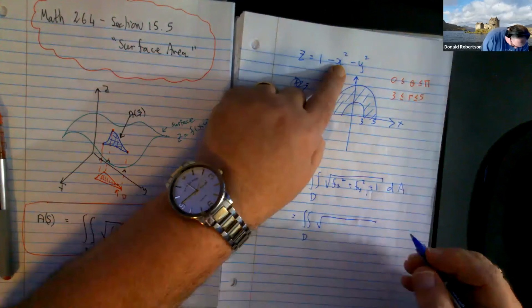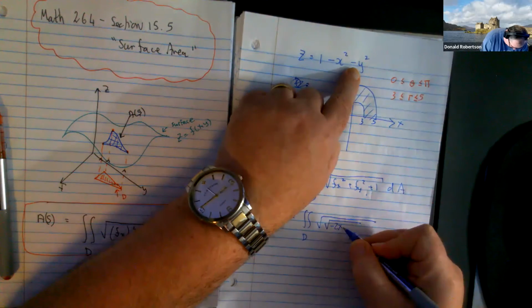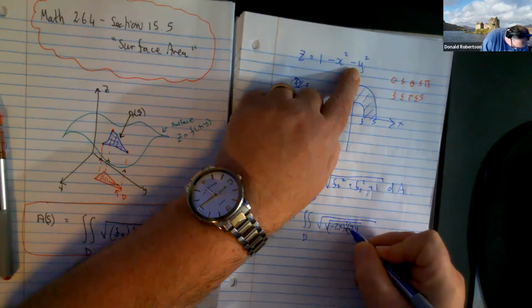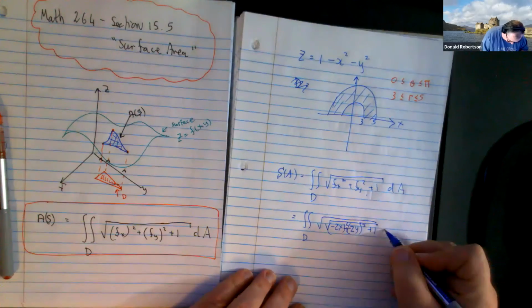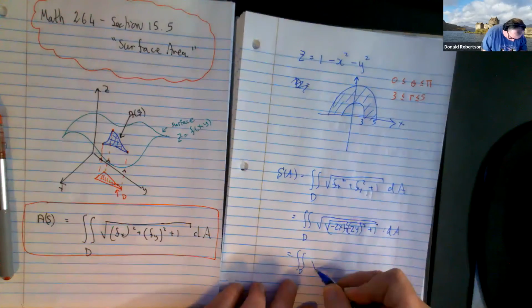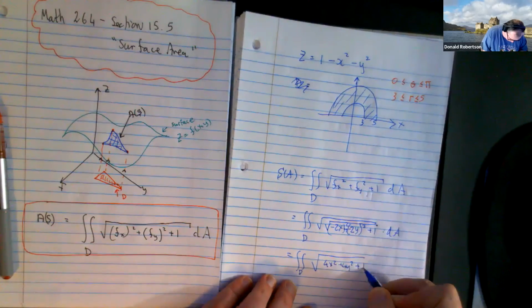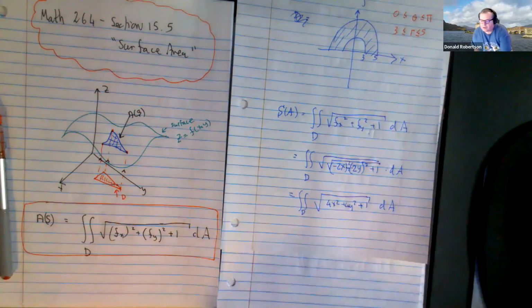Now, if you differentiate this, you get negative 2x. And if you differentiate this, you get negative 2y. Squared, and you get a plus 1, dA. So that's going to be a double integral of the square root of 4x squared plus 4y squared plus 1. Are you okay that all the negatives, when you square them, just become positive? Things like 4x squared. Are we good so far?